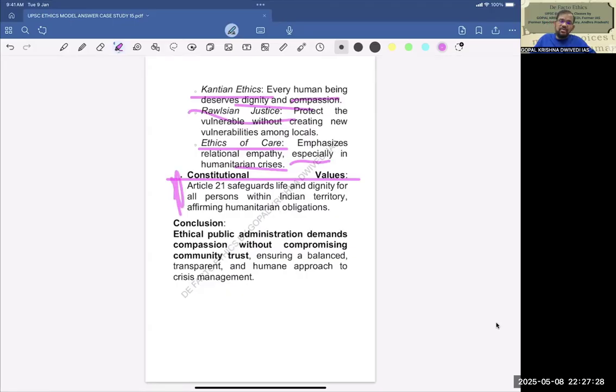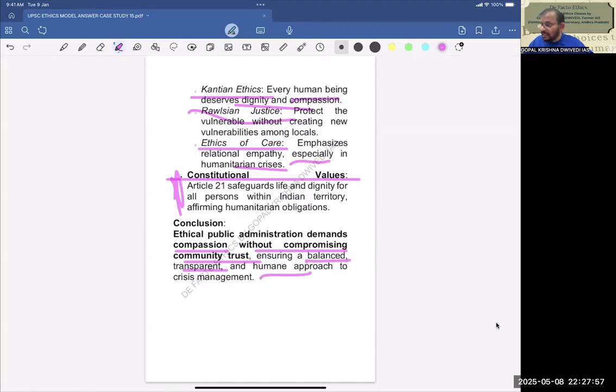And then finally, conclusion. What will be the conclusion? Ethical public administration demands compassion without compromising community trust, ensuring a balanced, transparent, and humane approach to crisis management. So, a balanced, transparent, and humane approach. So, this completes our model answer for yesterday's case study.